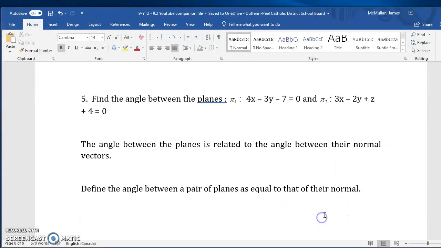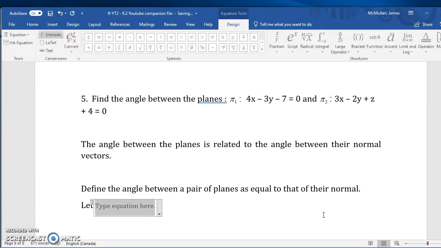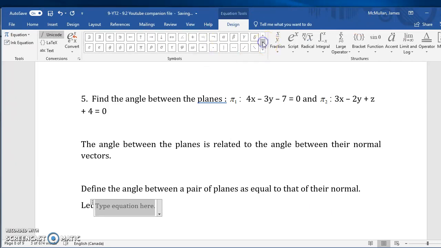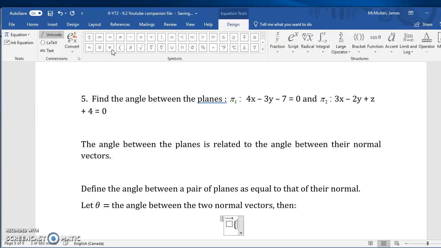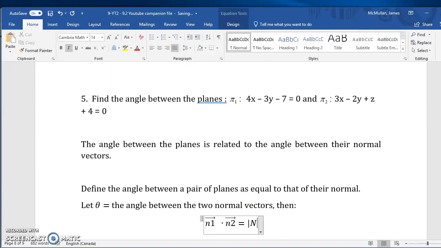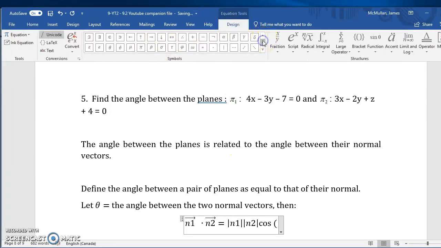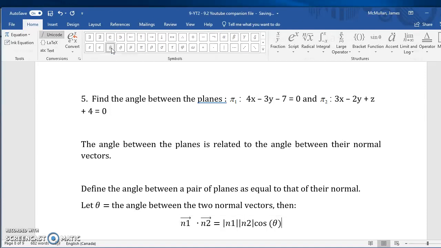So we just need to find the angle between the two normals. Let theta equal the angle between the two normal vectors. Then normal 1 dot normal 2, going back to our angle formula, is equal to magnitude n1 times magnitude n2 times cos theta. As soon as we have that, it's possible for us to determine the angle between the two normals, and thus the angle between the two planes.